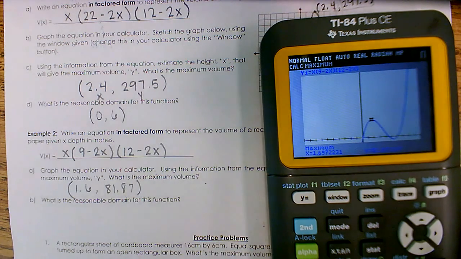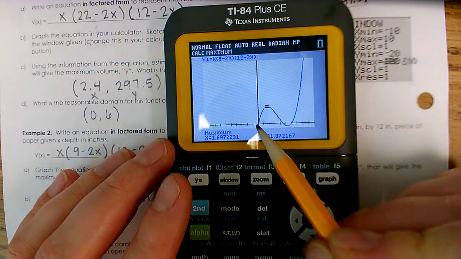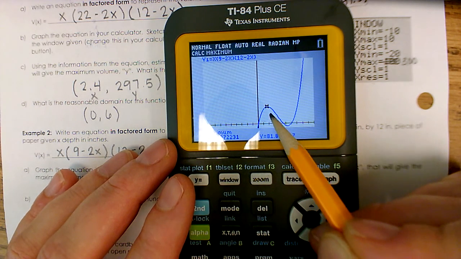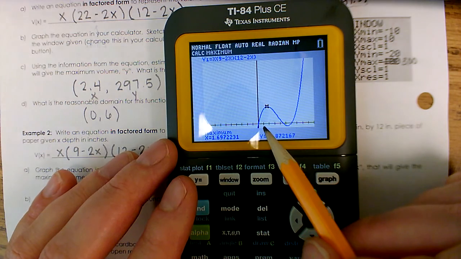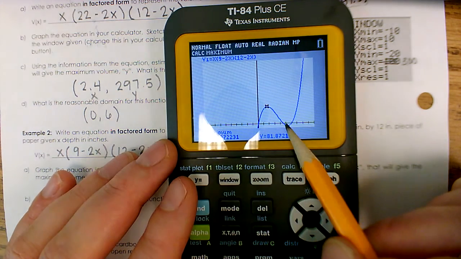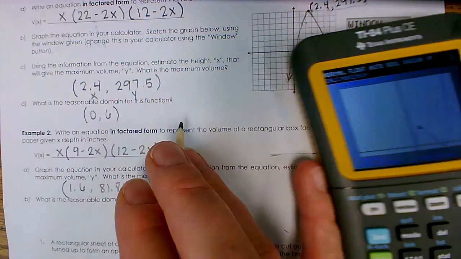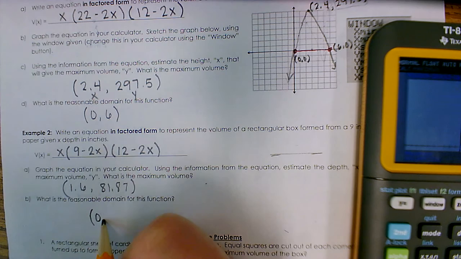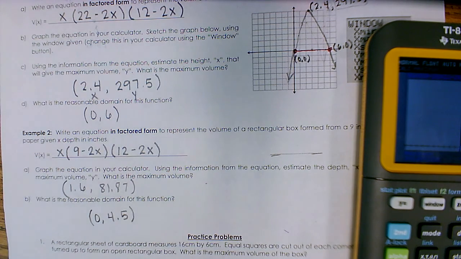And then they ask, what is the reasonable domain? So if I look at this, my domain goes from here to about here. Remember, we want to keep it positive, so we want it to be above the line. We don't want it to go down in this area. So we're going to say from 0 to about 4.5 would be our reasonable domain.